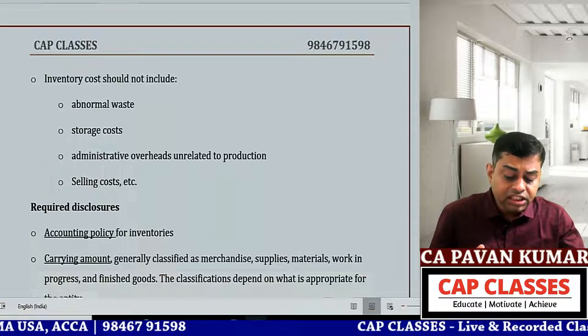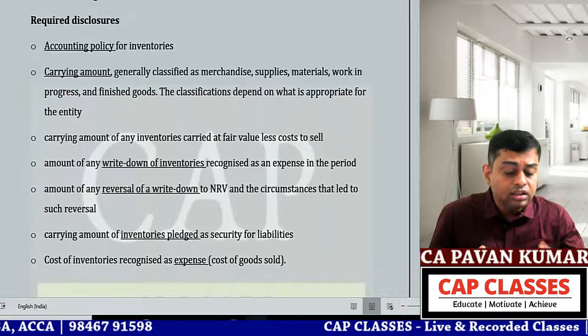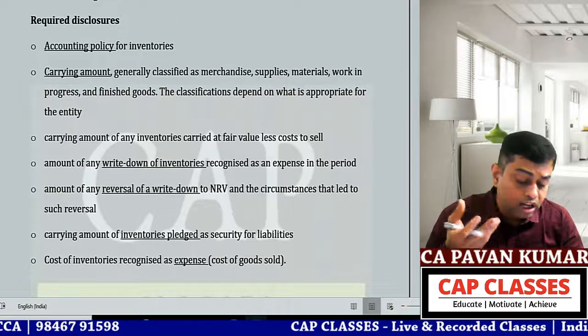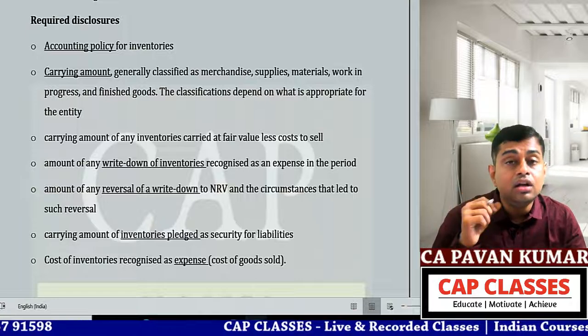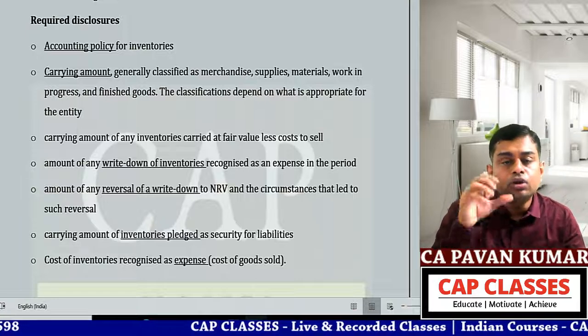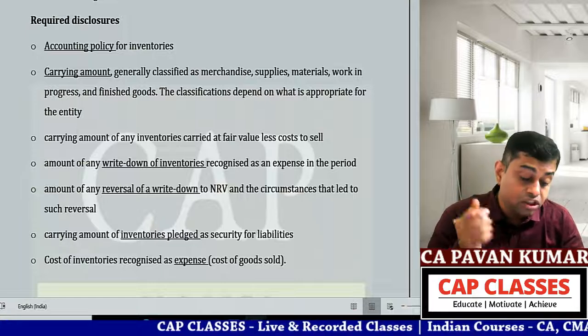Okay, so we reached the end of the chapter. There are certain required disclosures. What are they? One, accounting policy. Are you following FIFO? Are you following the weighted average method? That is, you have elected to follow this policy. That is your accounting policy. You need to disclose that.